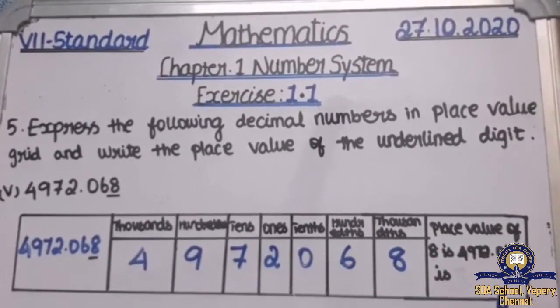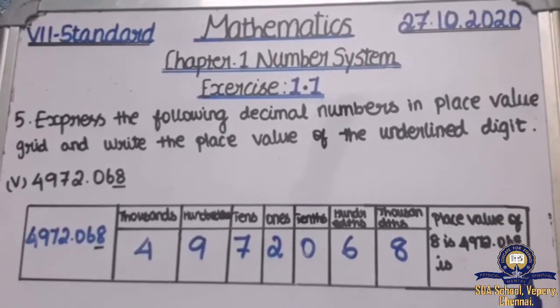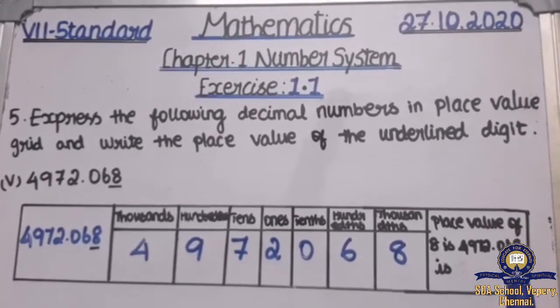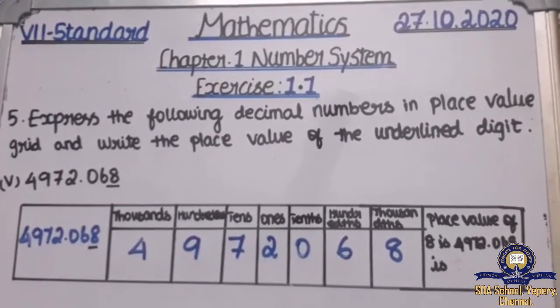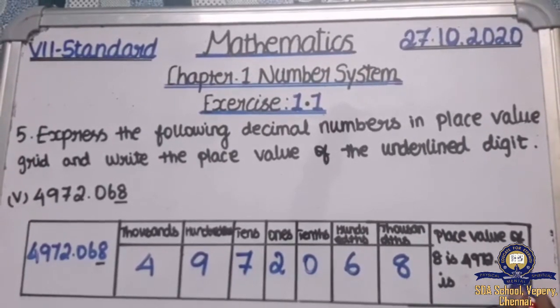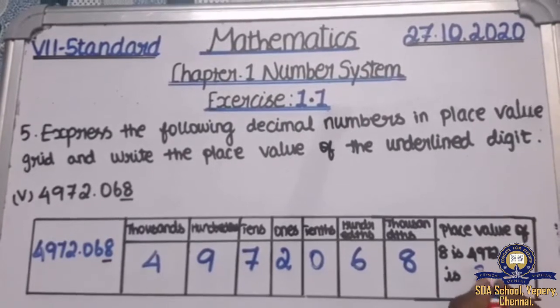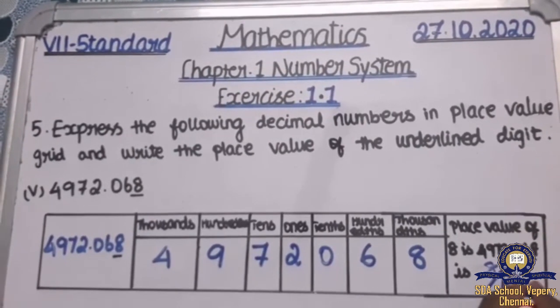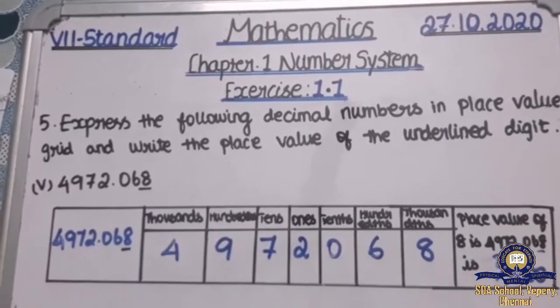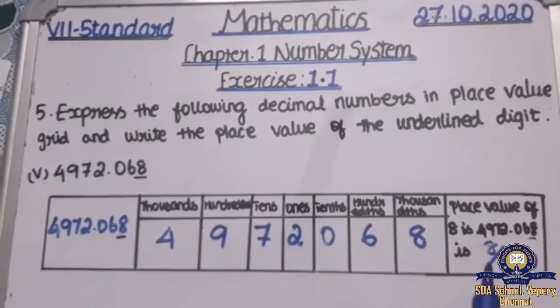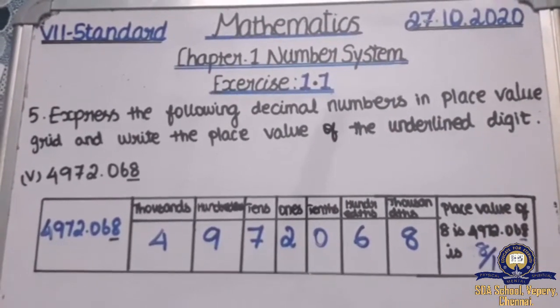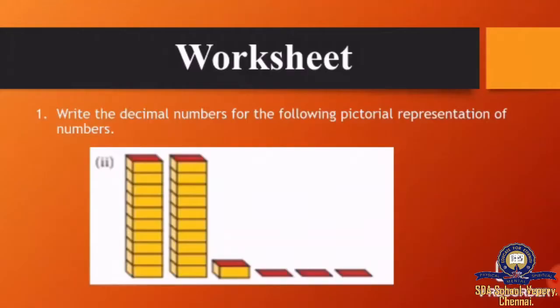Okay, students. Now after finding this, we need to write the place value of the underlined digit. So what is the underlined digit here? 8. So what is the place value of this digit 8? 8 by 1000. 8 is in the thousandths place, so we get 8 by 1000. Now you understand, students? Okay students, I hope that you clearly understand the topic of decimal numbers.